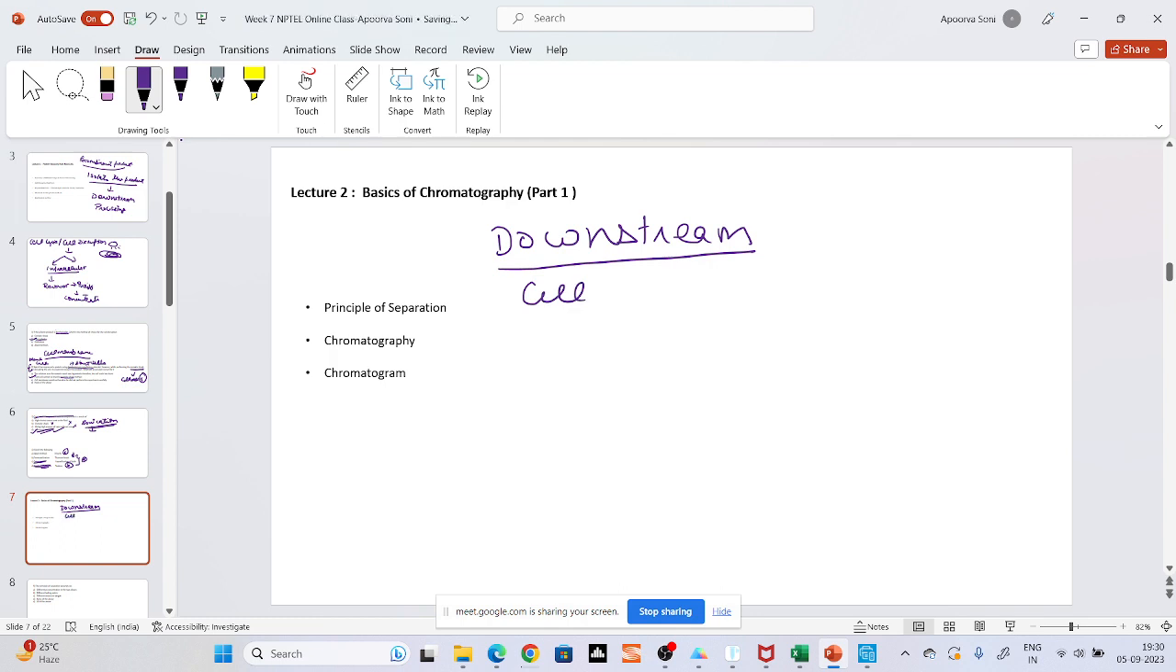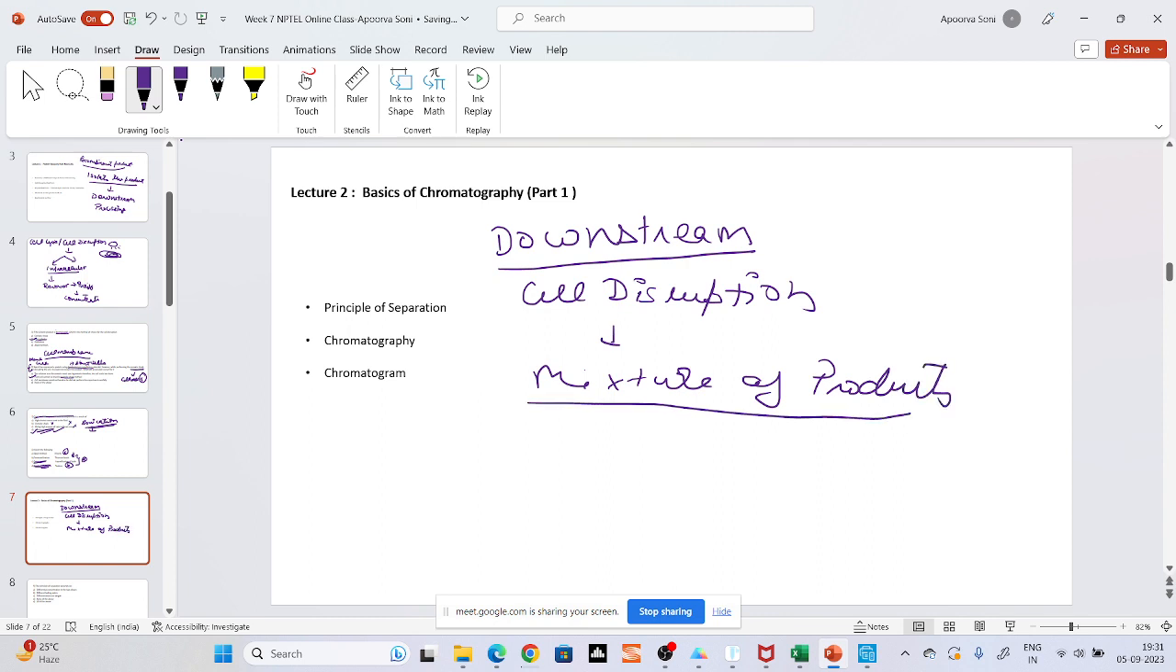So cell disruption I have completed, and now I have a mixture of products, as inside the cell you don't only have your protein of interest or your product of interest. Inside the cell there will be so many things. Okay, so after cell disruption, whatever output you are getting, whatever is your recovery, that is not just your product of interest, but a mixture of many different products.